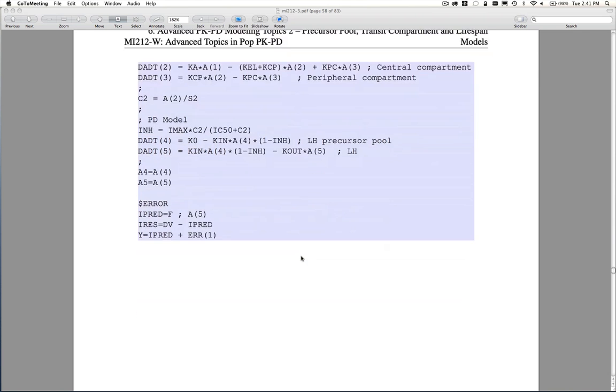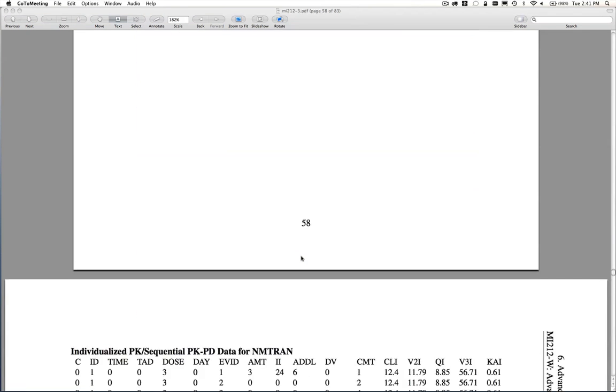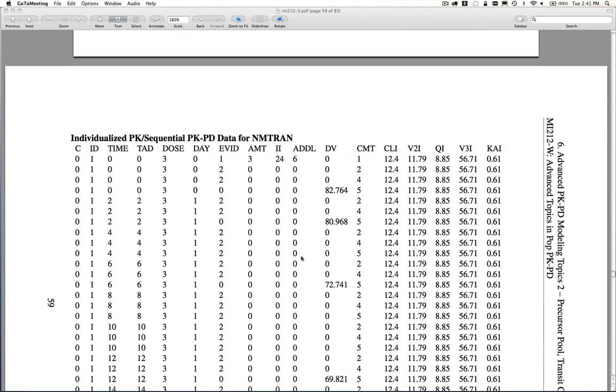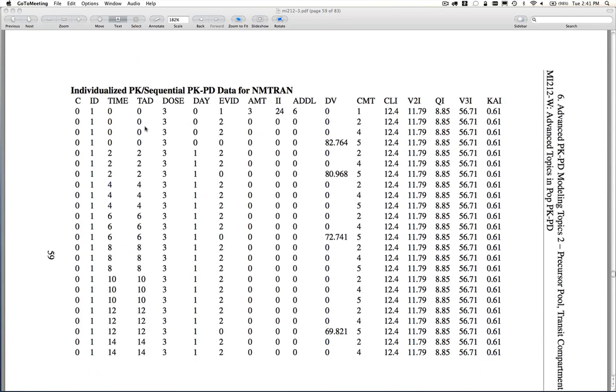I had mentioned before about the time after dose column. That's certainly not needed within this data set. Just a clarification based on one of the questions as to whether or not it was a reserved value within NONMEM. In this case, it's not needed, and we're simply reading it in from the data set. It's not a reserved variable within NONMEM.